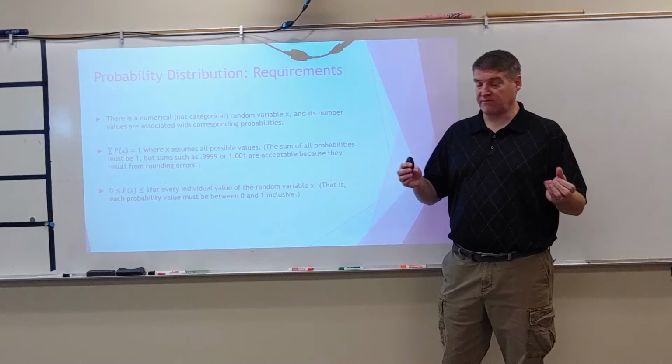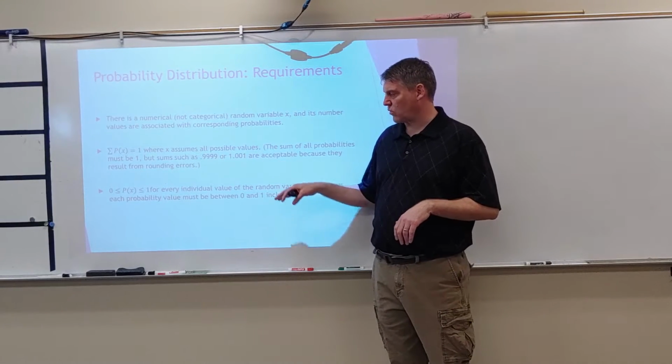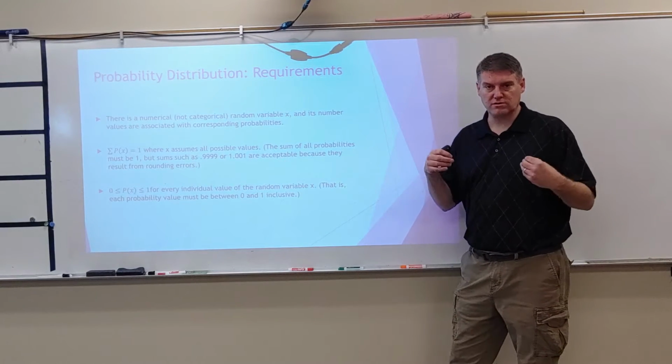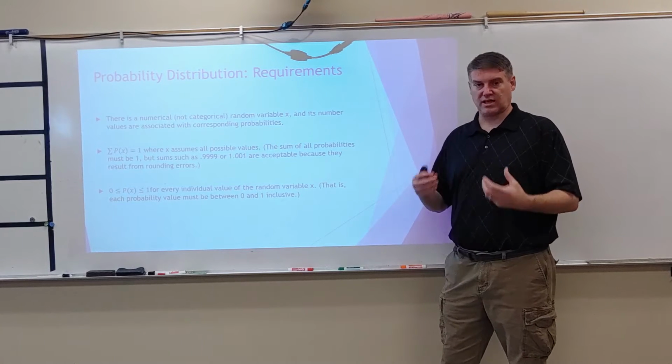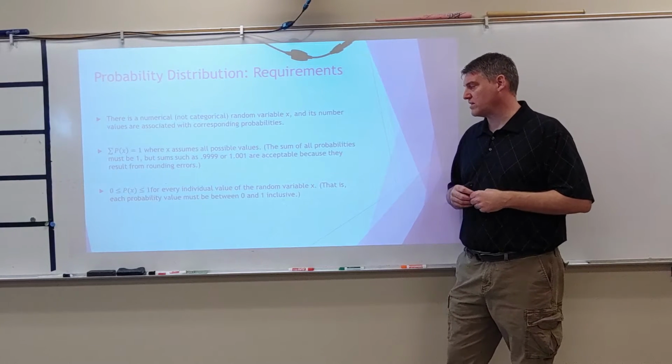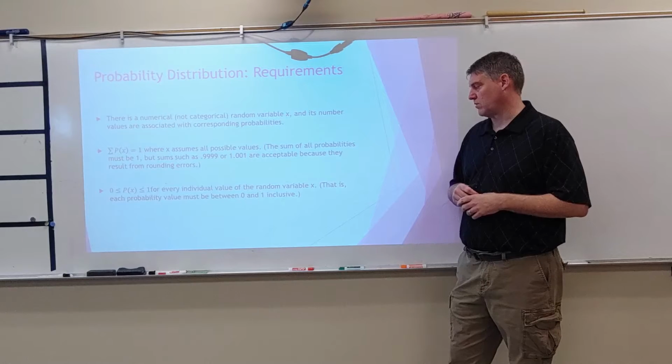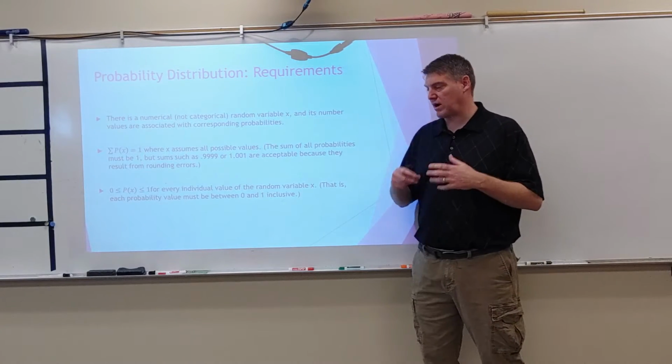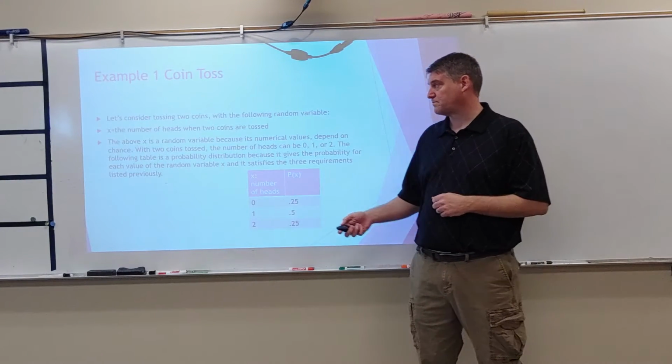The probability of a given event is going to be between 0 and 1, so 0 is less than or equal to the probability of x, which is less than or equal to 1, for every individual value of the random variable x. That is, each probability has to be between 0 and 1.